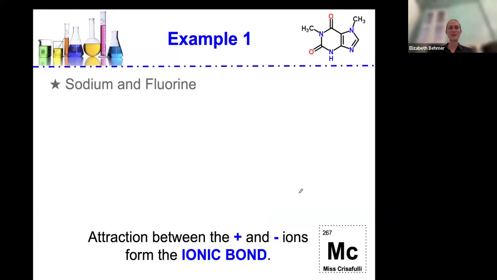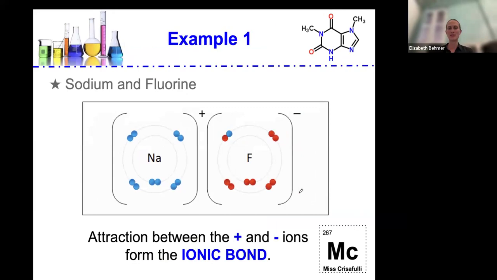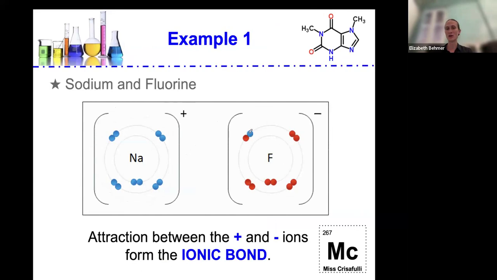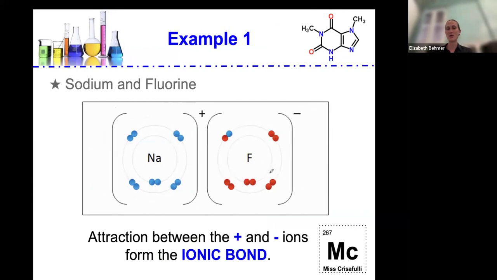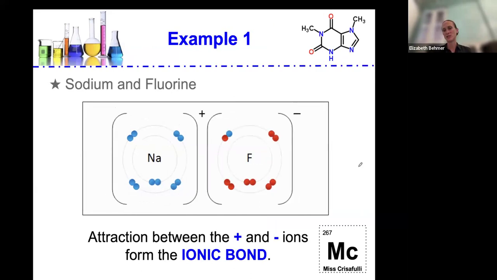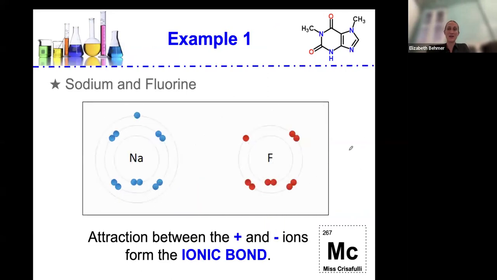So let's do an example of sodium and fluorine, for example. So here we have sodium with its positive charge and fluorine with its negative charge. If we look at the valence electrons, we'll see that sodium is going to donate its electron to fluorine to form the ionic bond. So this is the attraction between the positive and negatively charged ions forming the ionic bond. Again, sodium will donate its electron so that fluorine has the octet, the 2, 4, 6, 8 electrons in its valence shell, in those valence electrons.